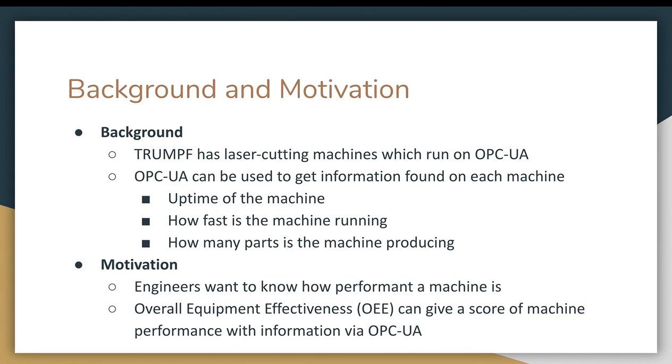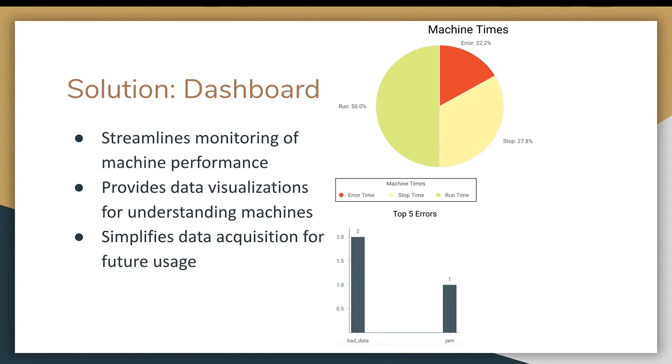The motivation behind this project is that engineers at Trump want to know how performant a machine is at any given time. Along with that, there's a quantity called overall equipment effectiveness, or OEE, which can be calculated to give a score of machine performance with information via OPCUA. The solution for this problem is to create a dashboard, and this dashboard streamlines monitoring of machine performance, provides data visualizations for understanding machines, and simplifies data acquisition for future usage.